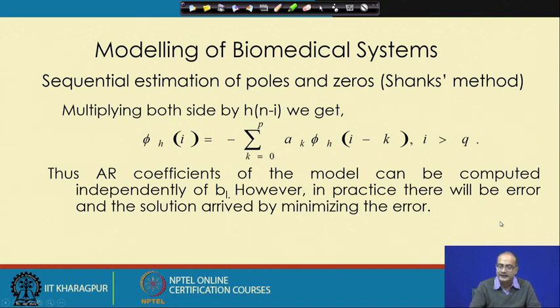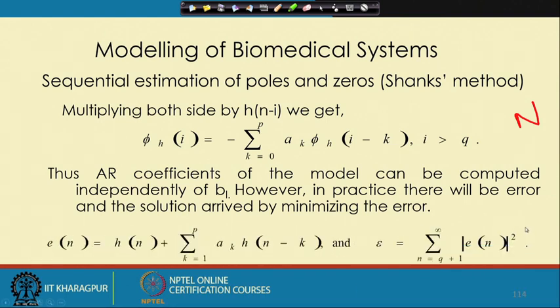Thus, using these equations, where capital N is much larger than P and Q, we have a number of such equations, and these equations are independent of the bl. So, we can first compute the aks using the value phi h, and that is what is done first.